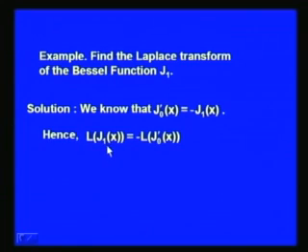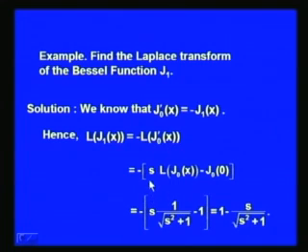So, if we want to find the Laplace transform of J1(x), by using the linearity of the operator L, we can write L of J1(x) equal to minus L of J0'(x), which will be equal to minus [s L of J0(x) minus J0 evaluated at 0] using theorem 1. So, this is equal to minus [s times the Laplace transform of J0(x), which is 1 over square root of s squared plus 1, which we had shown in our previous lecture on the Laplace transformation, minus J0(0)].